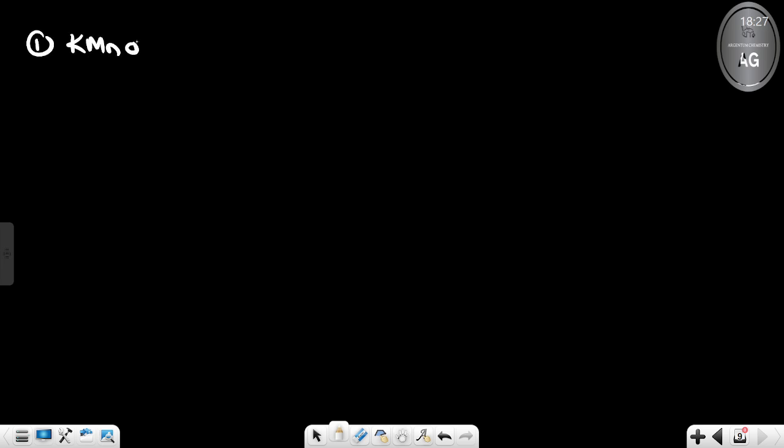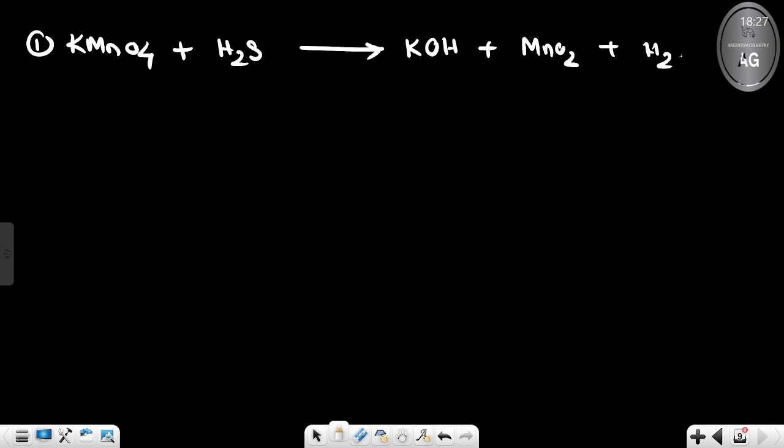KMnO4 reacting with H2S. As you have seen, it will be oxidized to sulfur. How many oxygens are produced? 3. So 3 sulfur will be seen. This is a neutral medium, so the first product is KOH. The second product is MnO2. Is water present on the left side? No. So in the product there will be water, and you will get 3 sulfur. So 3 sulfur means I will put 3 over here also.